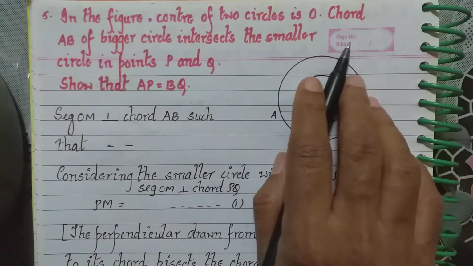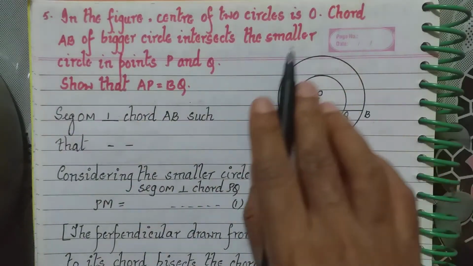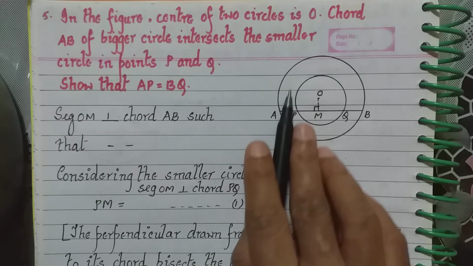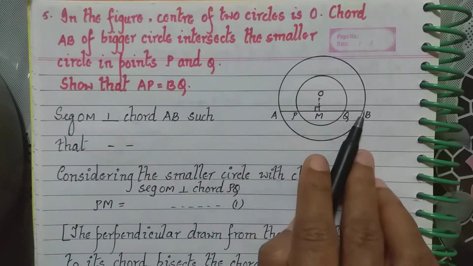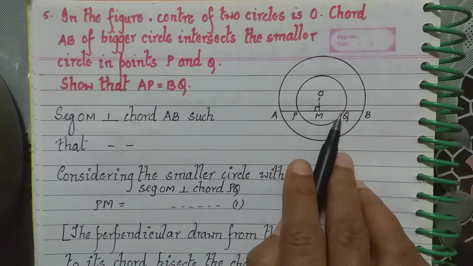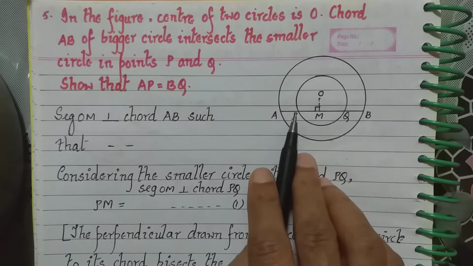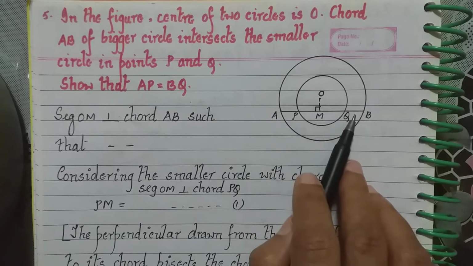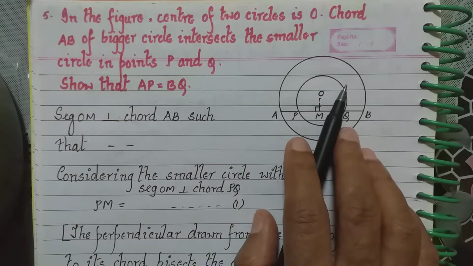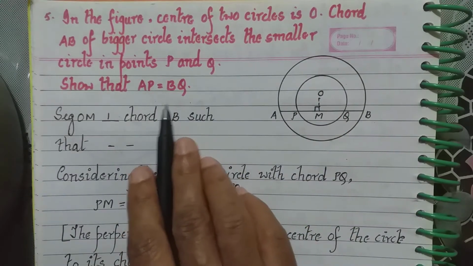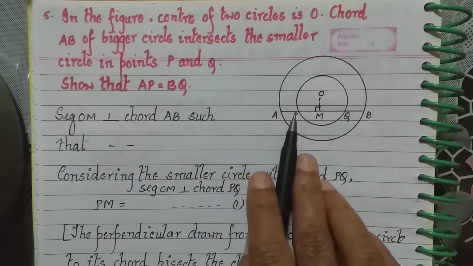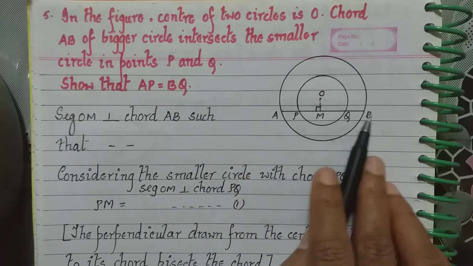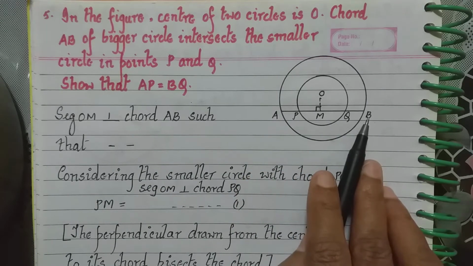Now what have they said? The chord AB of the bigger circle intersects the smaller circle, that is, it cuts the smaller circle in points P and Q, such that what happens? Chord PQ is formed of the smaller circle. What have we to do? We have to show that this part AP is equal to this part PQ.